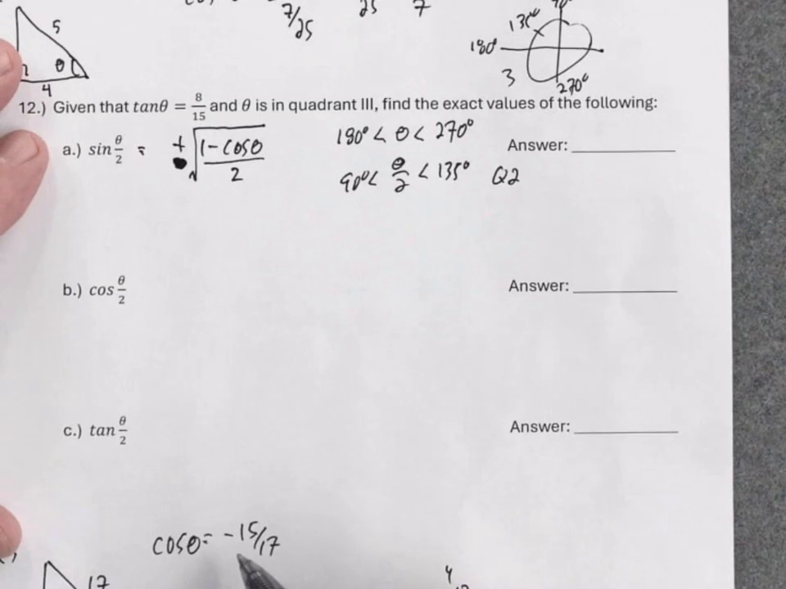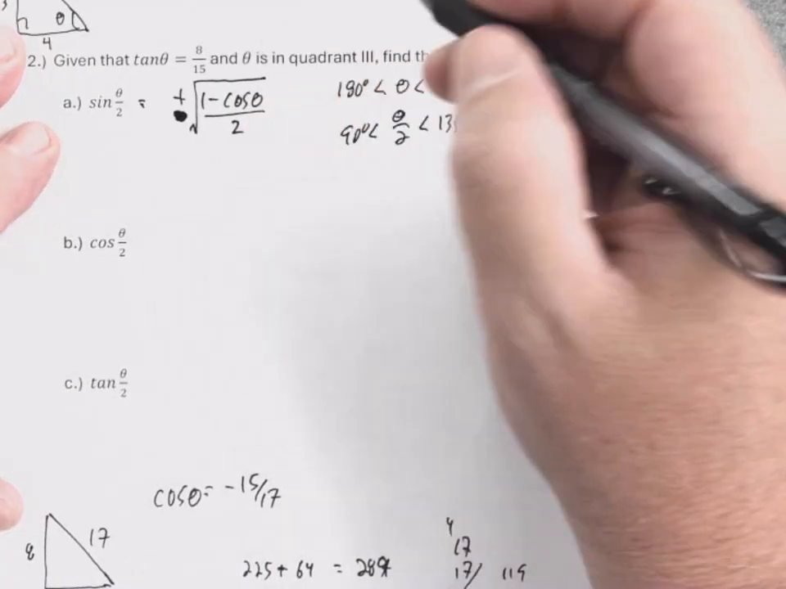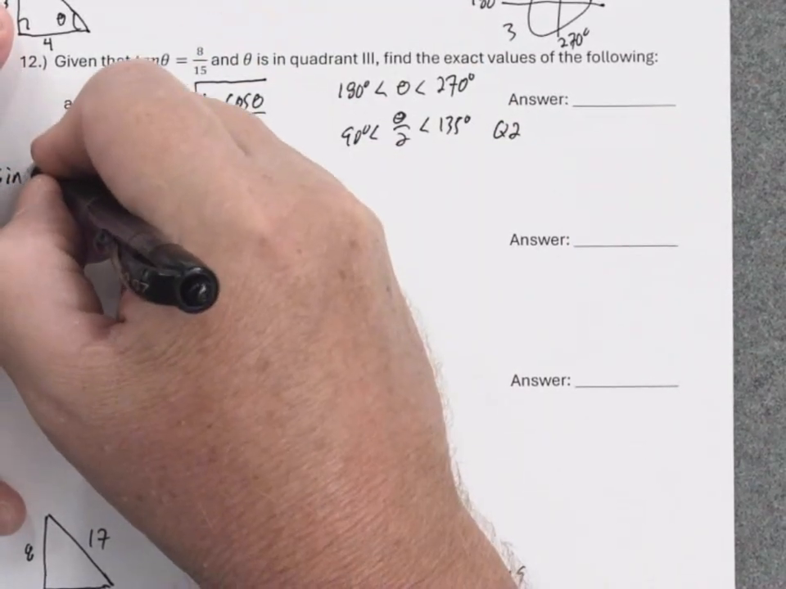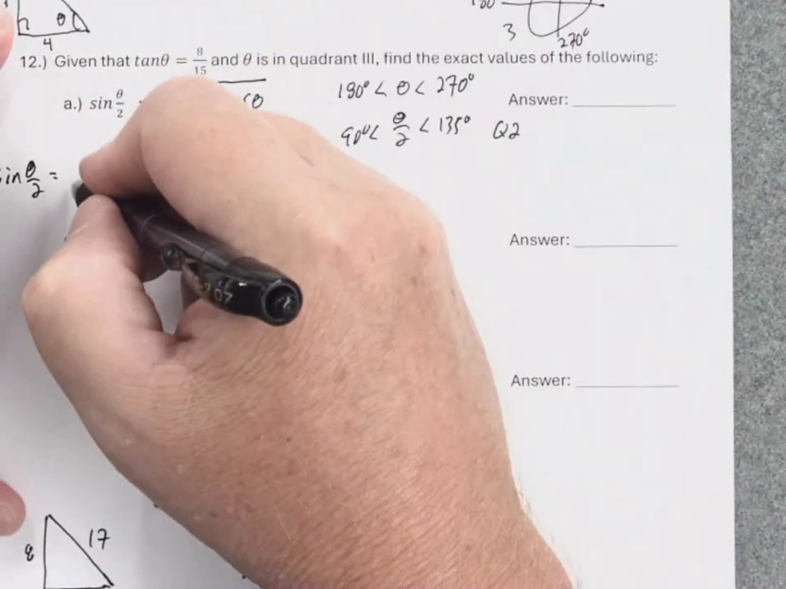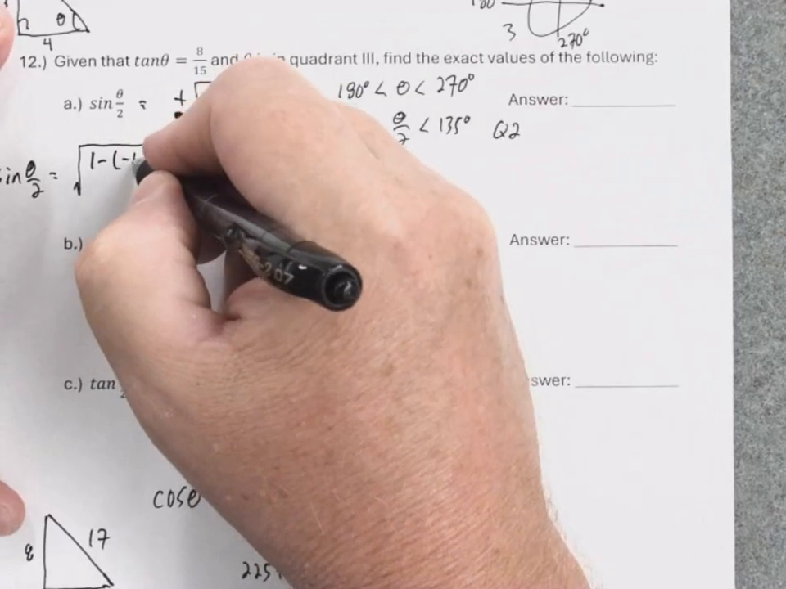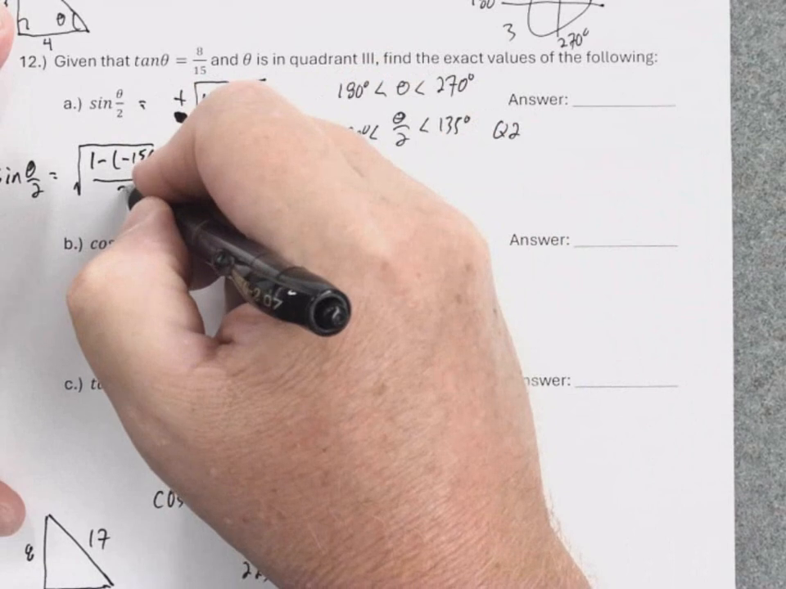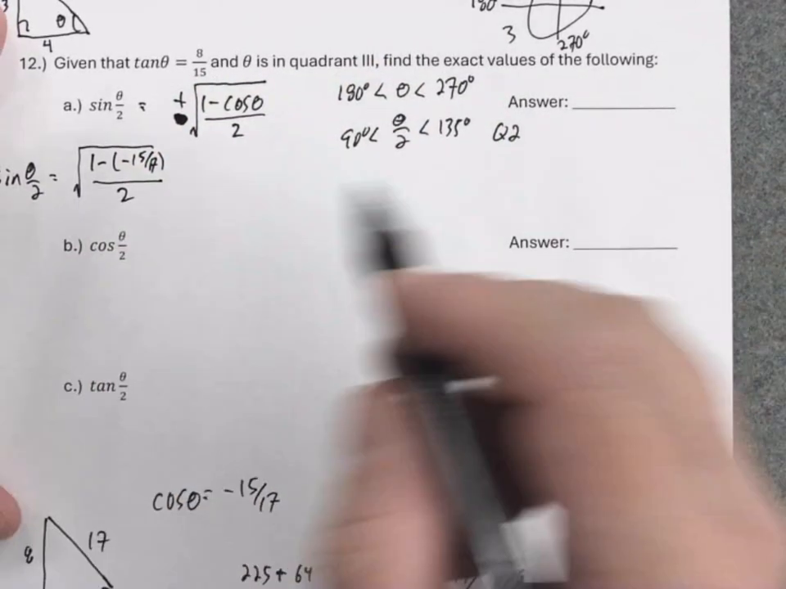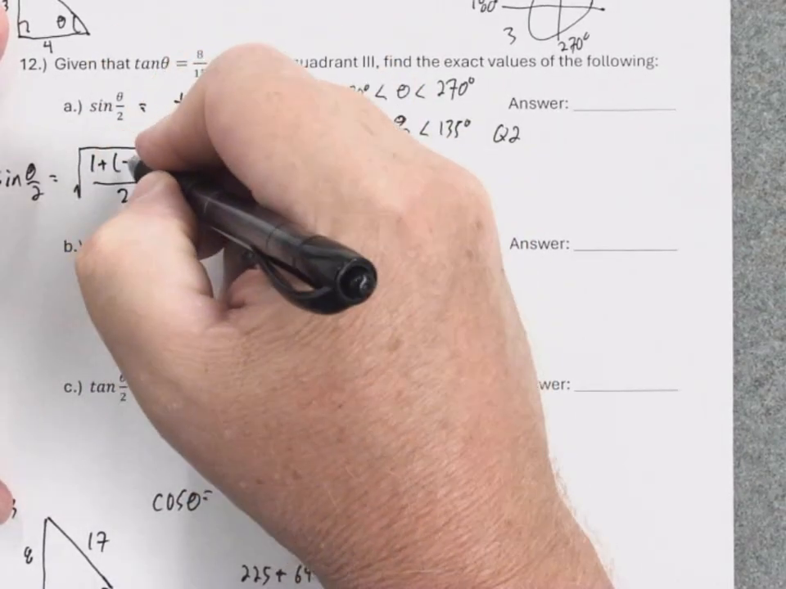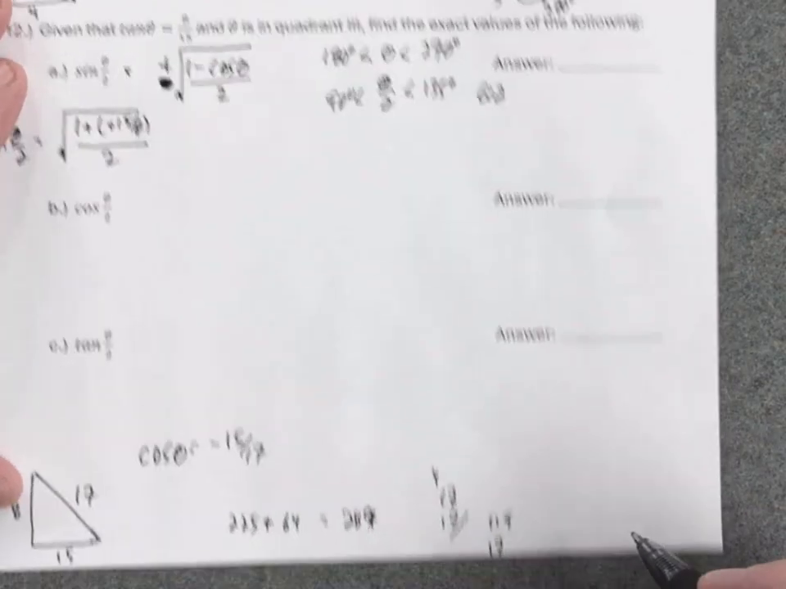So now I'll simply plug in the cosine of theta equals negative 15/17 into this. Now this can get sort of messy. So the sine of theta over 2 is going to be 1 minus a negative 15/17, divided by 2. I need to simplify this. First thing you realize is when you subtract a negative, it's the same thing as adding. So I have 1 plus 15/17.